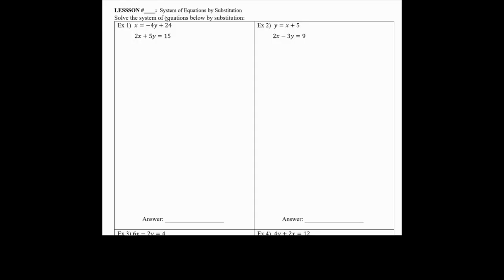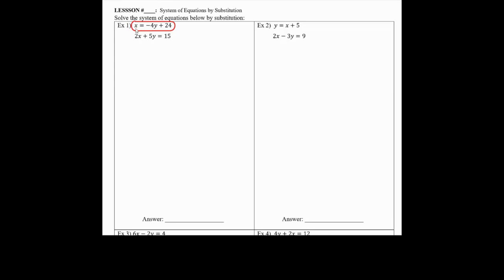Hello and welcome. Today's lesson is going to be about system of equations by substitution. In order to solve by substitution, we need to have one letter by itself. It does not matter if it's X or Y. So when I look at the first example, I see that the X is alone. So I'm going to put a circle around the equation with the letter that is alone.